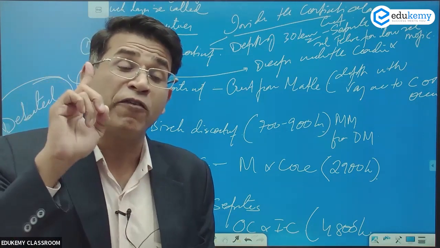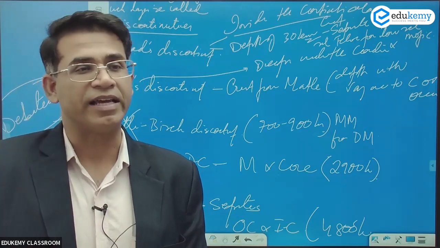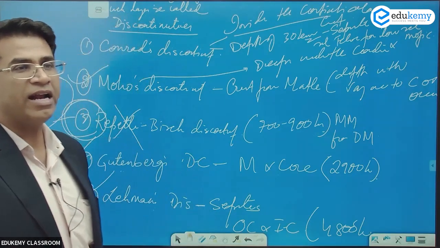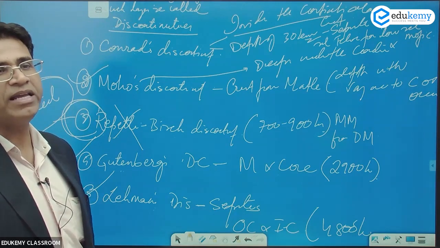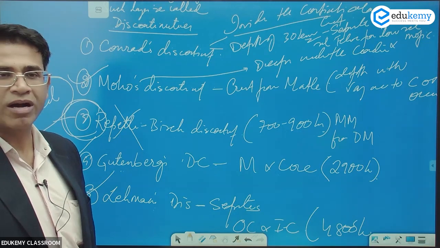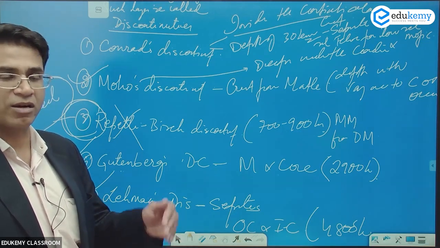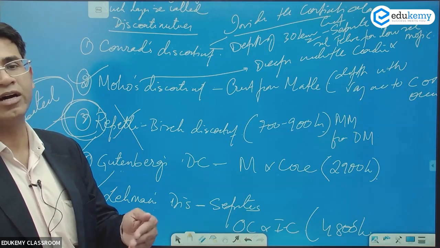There are 15 discontinuities. Knowing this much is enough. Conrad, Moho, Repetti-Birch, Gutenberg and Lehmann. The Moho's depth varies. It is deeper under the continents, shallow under the oceans.